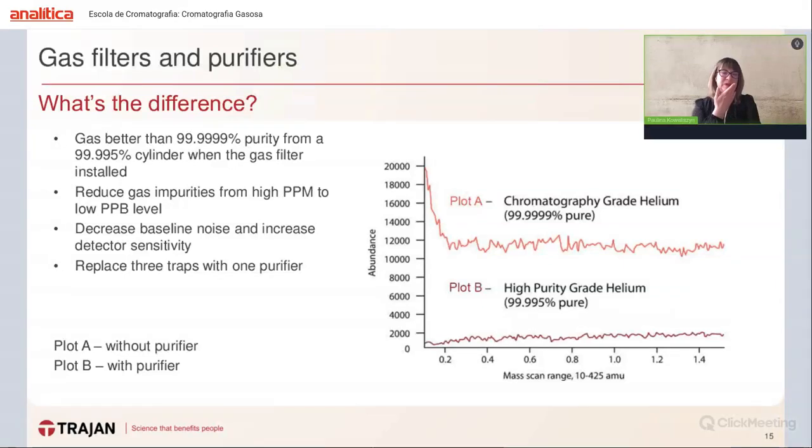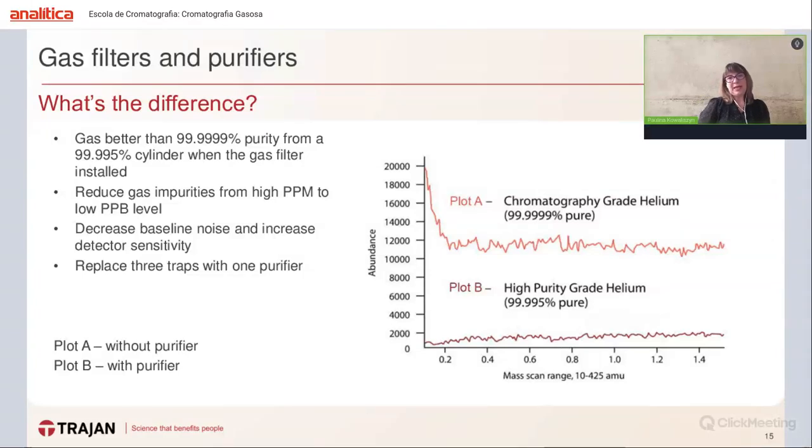And here we've got a graph, a chromatogram, showing us the differences between the signals in MS, where the gas was used without gas purifier and with gas purifier. So plot A is where we do have a very high purity chromatographic grade helium. As you can see, the purity is here 99.9999%.